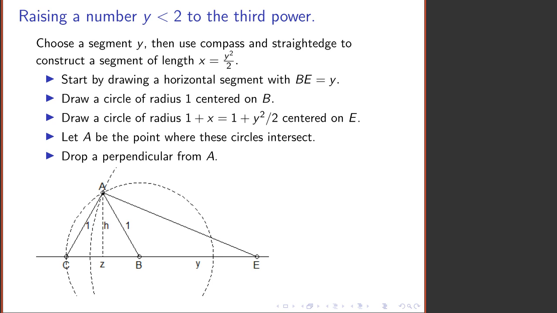I unfortunately drew this diagram in such a way that C lies on the circle, but that's not essential to the construction. And in general, for arbitrary values of y between 1 and 2, it won't be the case. So now I've got point A as the intersection of the two circles. I drop a perpendicular, and I double the distance from the perpendicular to B to get a point C such that the distance between B and C is equal to z.